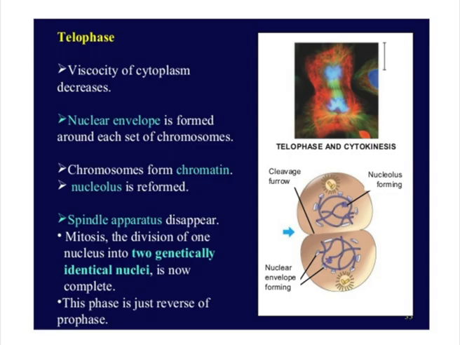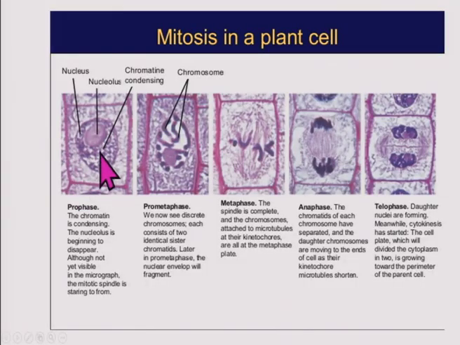This phase is just the reverse of the prophase. You can observe the prophase structure, and this telophase is just the reverse of the prophase. This is the telophase. In plant cells, in mitosis in a plant cell, this is the prophase structure. In prophase the chromosomes are condensing, the nucleolus is beginning to disappear, although not yet visible in the micrograph. The mitotic spindles are starting to form.